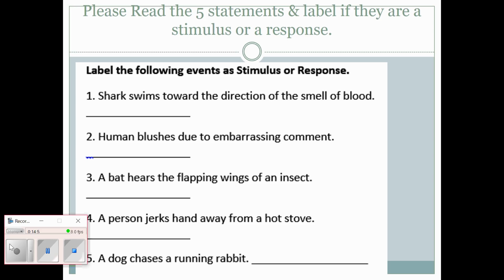I'm sure we've all experienced something similar to this. The hot stove is the stimulus, the person jerking the hand away is the response. Number 5, a dog chases a running rabbit. The running rabbit is the stimulus, and the dog chasing it is the response. Here are the answers just in case you missed it.